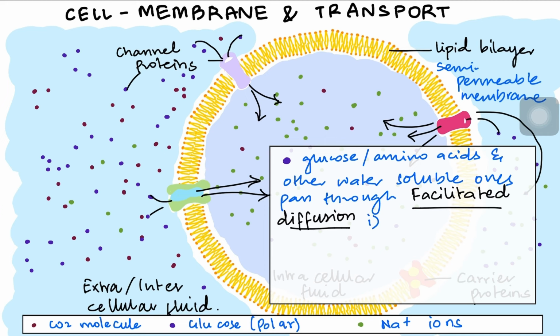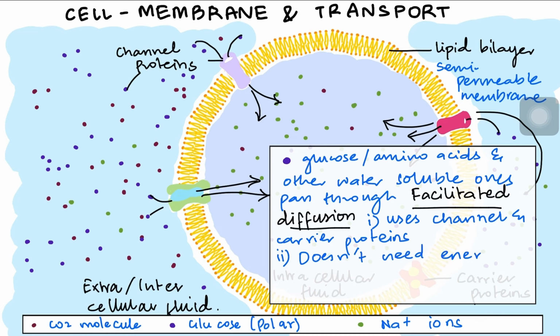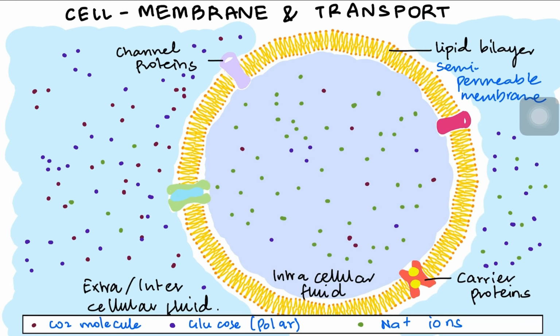Moving on. It's again a diffusion process, so it uses channel and carrier proteins which are present on the cell surface membrane, specific for glucose or any other molecule. It doesn't need energy, so using channels does not mean they need energy. It is still a diffusion process. Third important point, it stops if all the channels or carriers are occupied. So if there is a limited number of carriers and channels, it is going to be a problem for us.